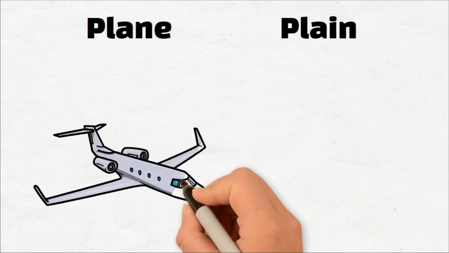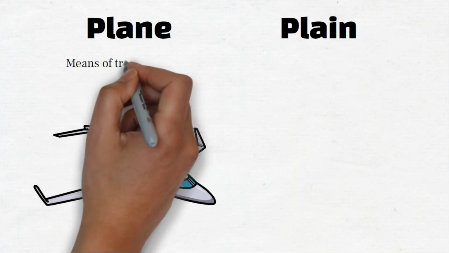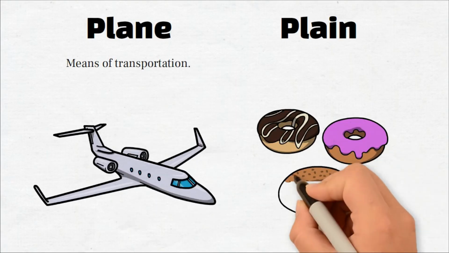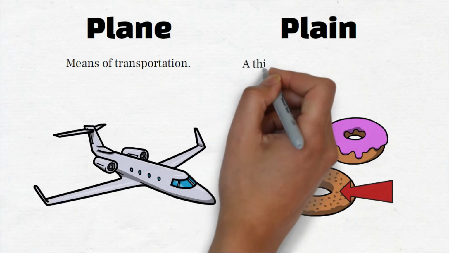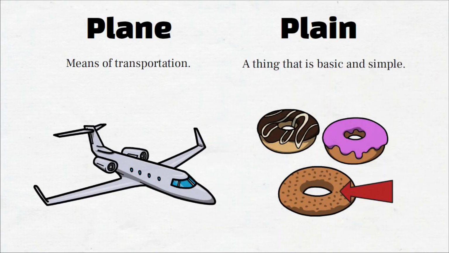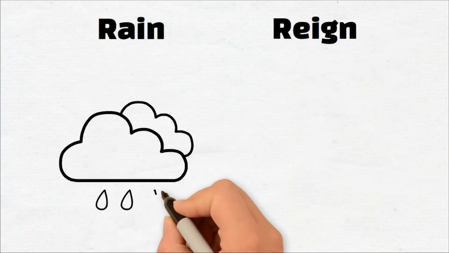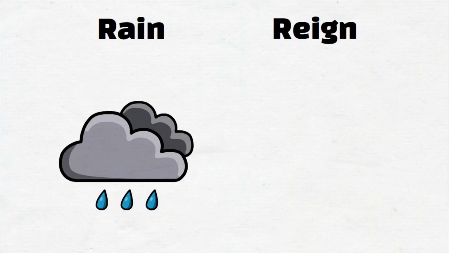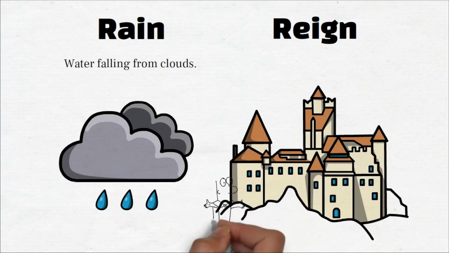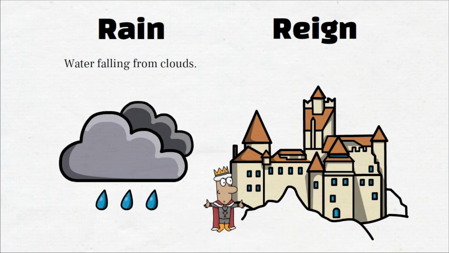Plane. The first is a means of transportation. The second describes a thing that is basic and simple. Rain. The first is water falling from clouds. The second is a rule of a monarch.